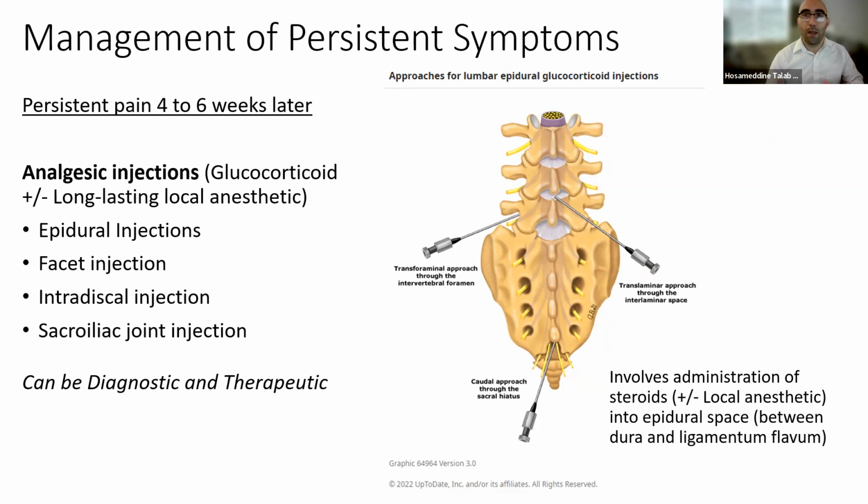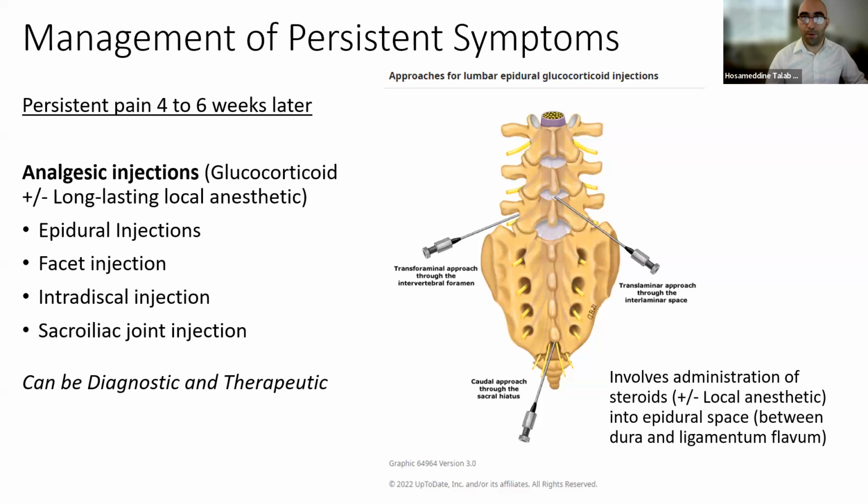So one option is analgesic injection, which is an injection of glucocorticoid and a long-lasting anesthetic like Marcaine into the epidural space, or other places. So epidural injections, facet injections, an intradiscal injection, and a separate joint injection. These are options. And the thing about these is they can be therapeutic as well as diagnostic. They're not going to be long-term.